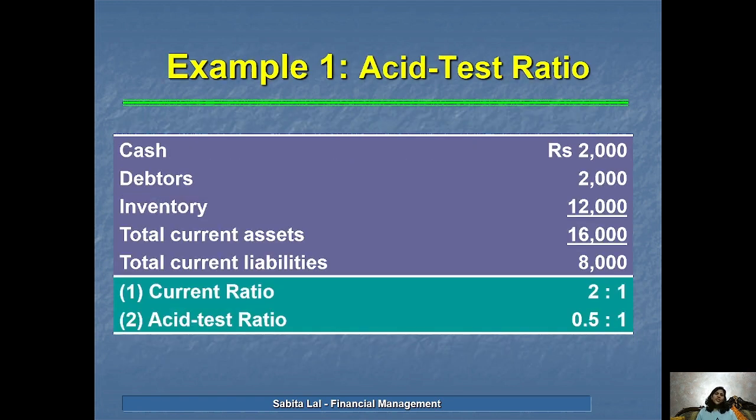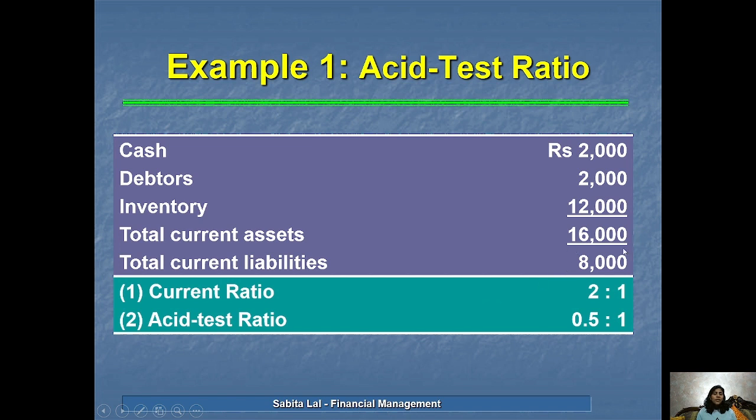For example, cash, if you have 2,000, debtors 2,000, inventory is 12,000. So your total current asset is 16,000, and if your liability is 8,000, so here your current ratio is current asset divided by current liability.